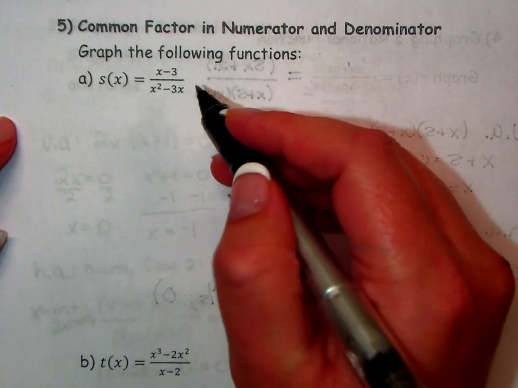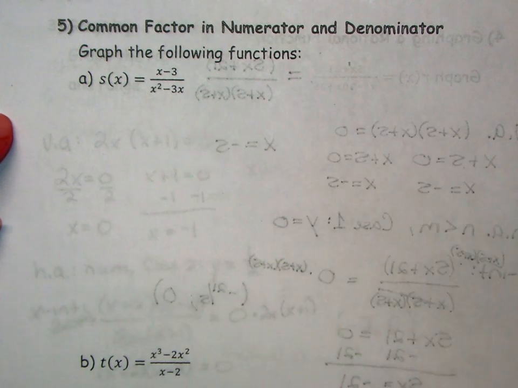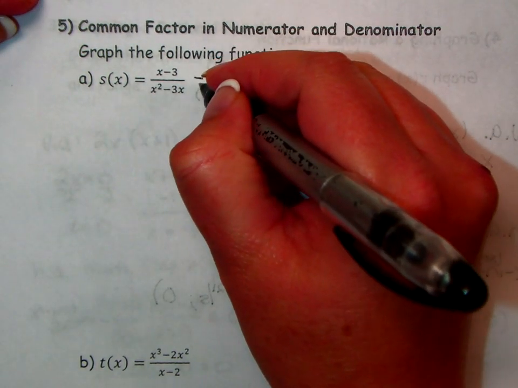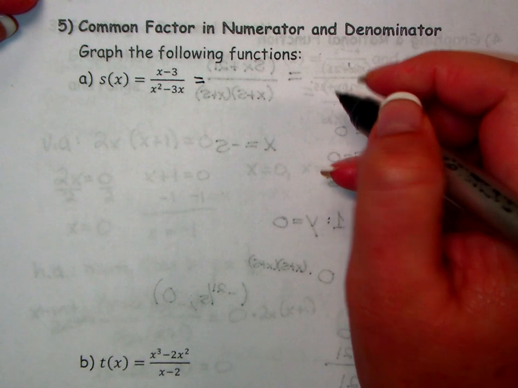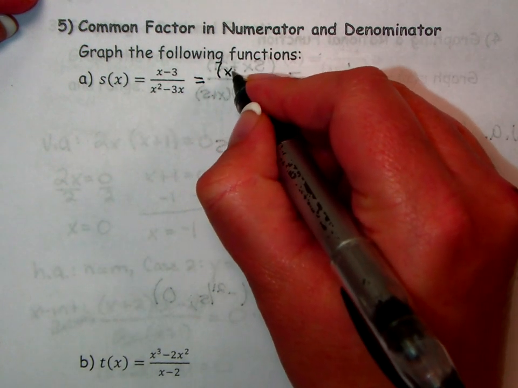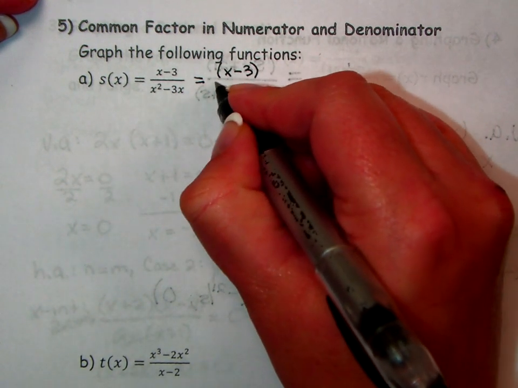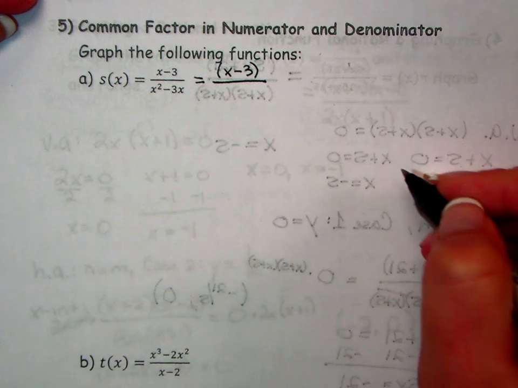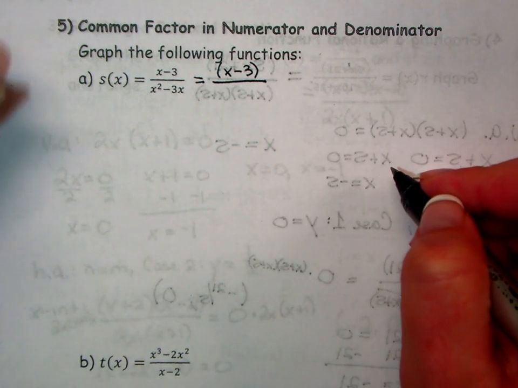Okay, this function, x minus 3 over x squared minus 3x. So first we want to start by factoring. The top does not factor, so x minus 3 stays the same. I am going to put it in parentheses though, so I make sure to cancel it together.